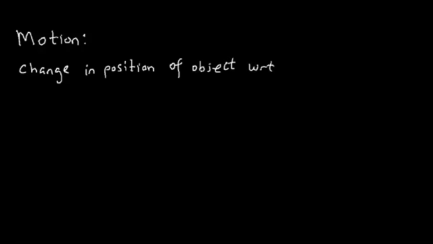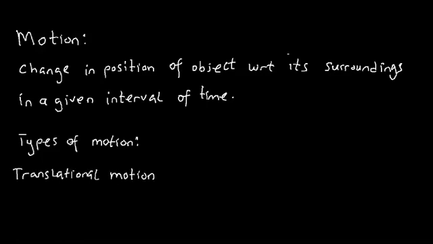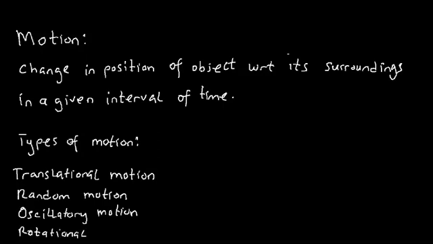We can define motion as the change in position of an object with respect to its surroundings at a given interval of time. We have many different types of motion, and some of them include translational motion, random motion, oscillatory motion, and rotational motion.